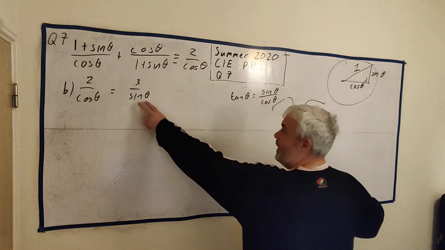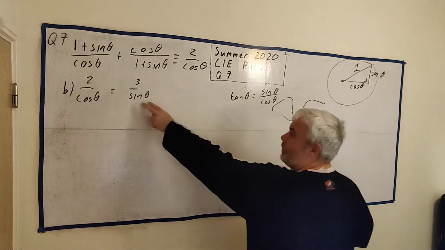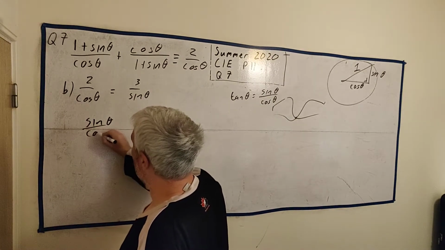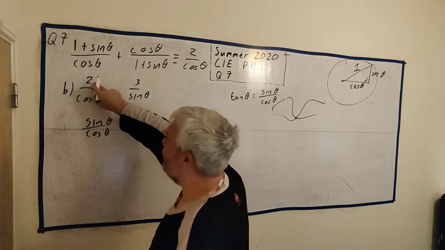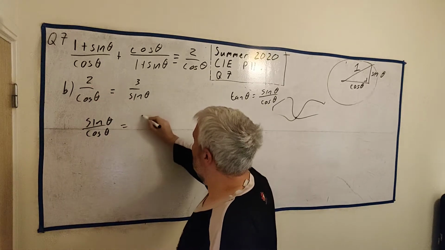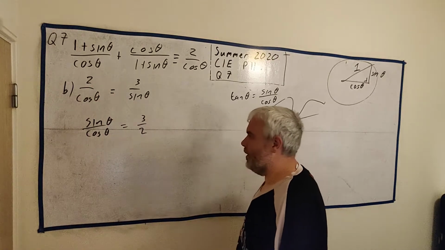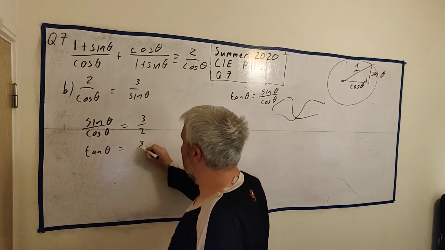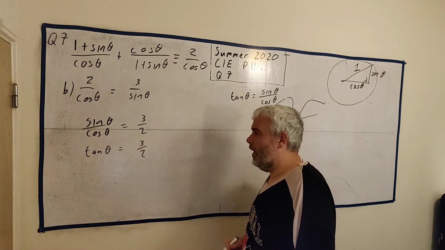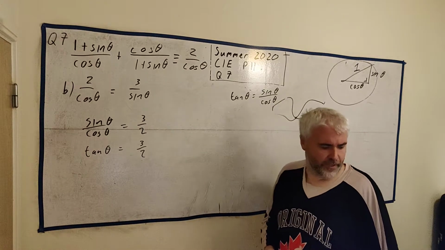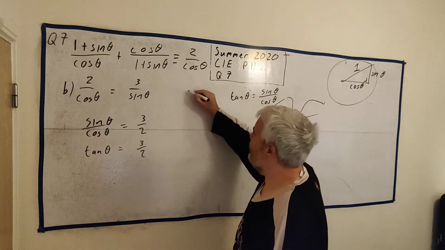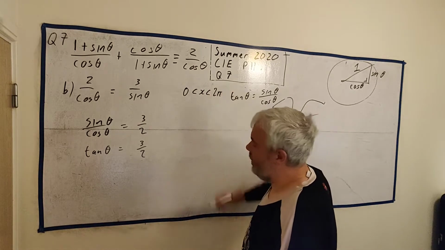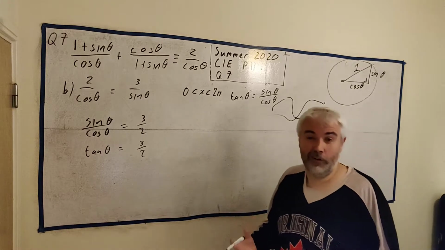So we can actually make this look like this. If I multiply both sides by sine, I get sine theta divided by cosine theta on the left. Divide both sides by 2, I get 3 over 2 on the right. Well, this is just tangent of theta is equal to 3 over 2. And they asked us to solve this between 0 and 2 pi. So the calculator will only give us one answer.